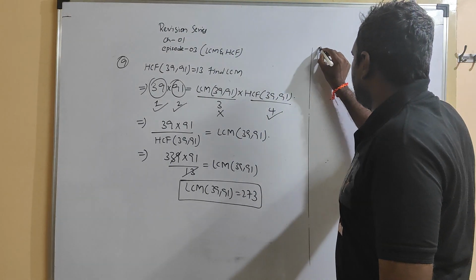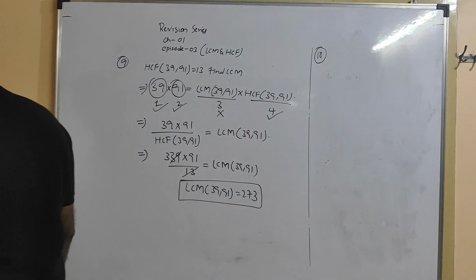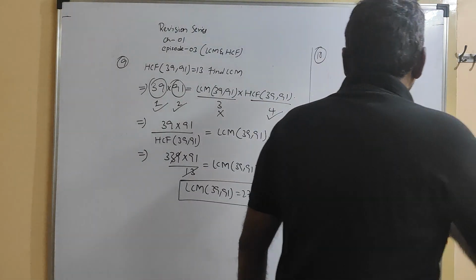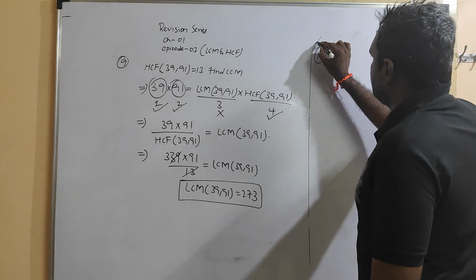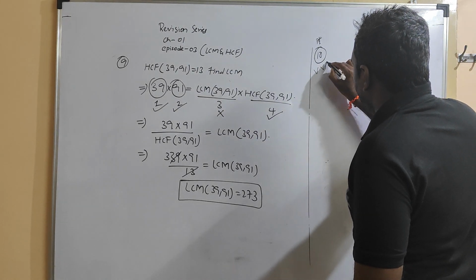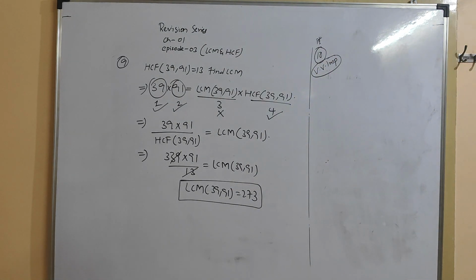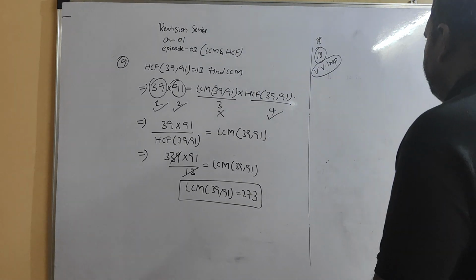And see what is question number 10. Two positive numbers have their HCF as 12 and their product is 6336. Find the number of pairs possible for the numbers. See, this is a good question. These kinds of questions are very good and very important. If they are asking the number of possible pairs, that kind of question is very important.